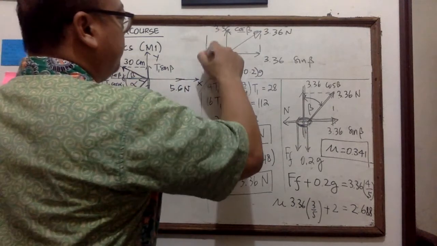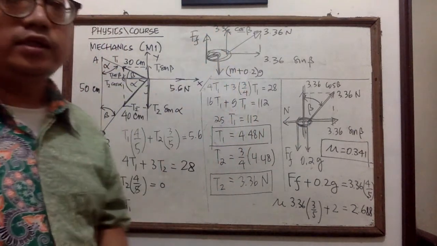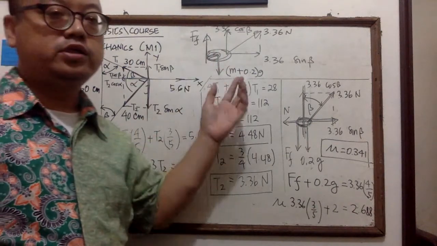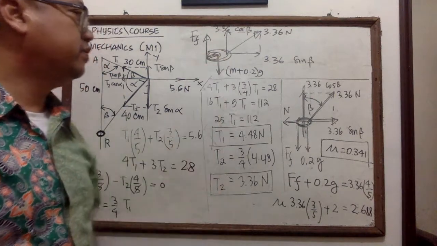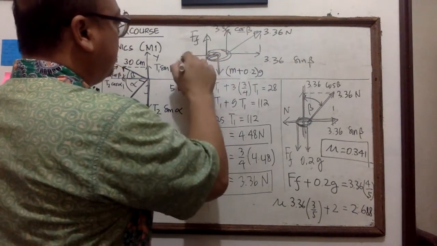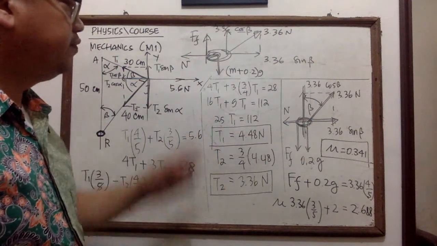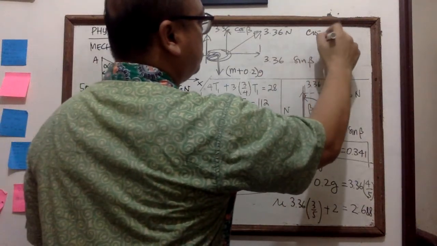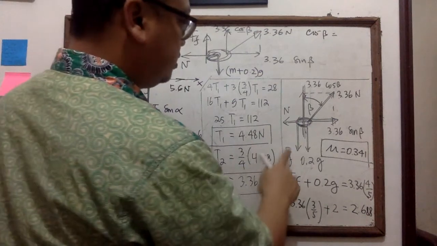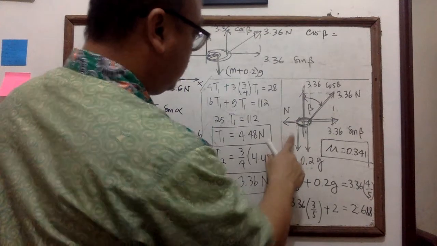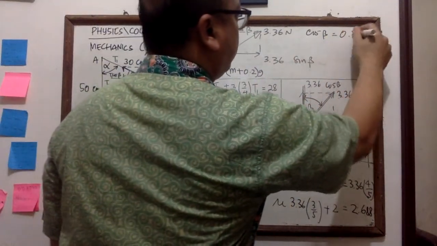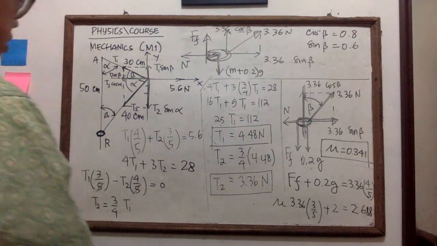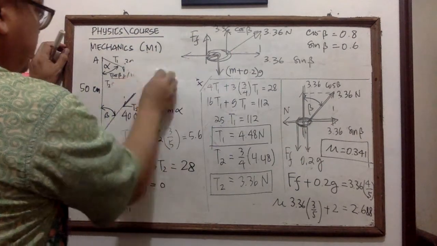And we have the frictional force here. After we attach the mass to this ring, the frictional force is in the opposite direction, because the weight is dominant over the frictional force. So we also have a normal contact force here. We need to find m. I want to write first, cos beta is 0.8, and sine beta is 0.6. Then I will erase this side to solve this question.